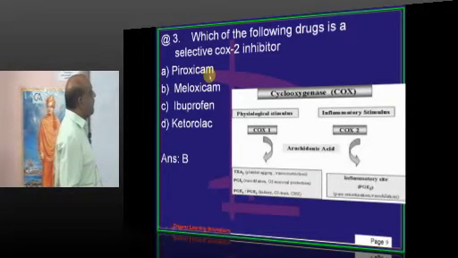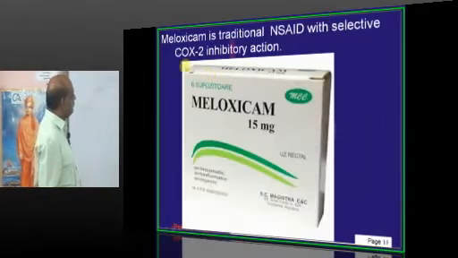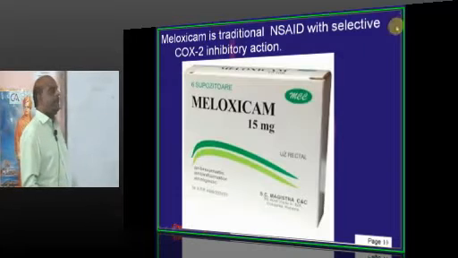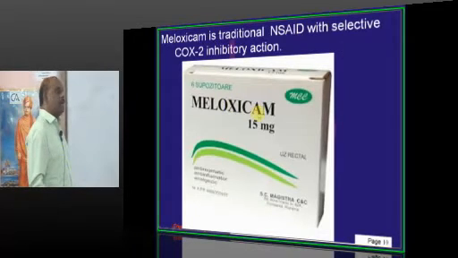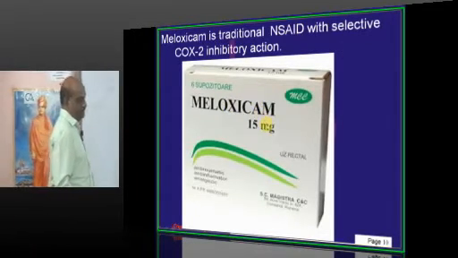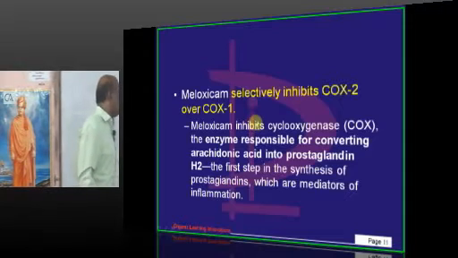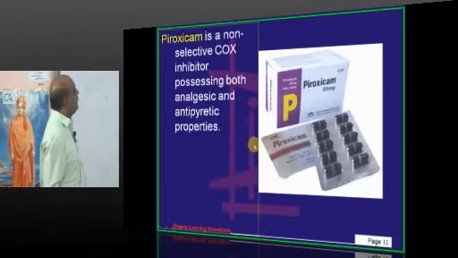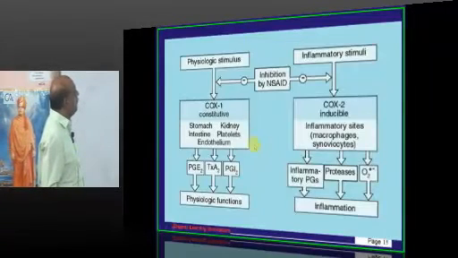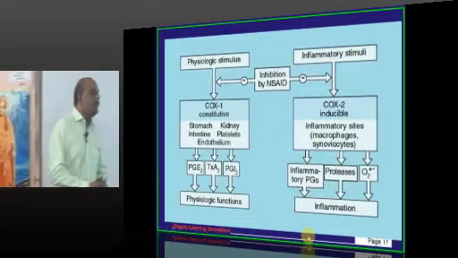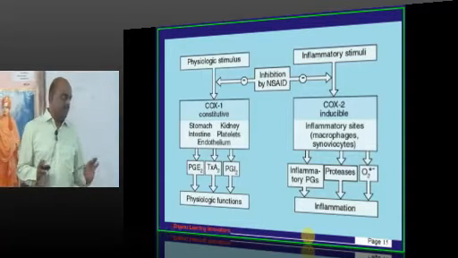Now doctor, meloxicam is the traditional NSAID which is called a selective COX-2 inhibitor basically. Now comes a very important question, doctor. What is the funda of COX-2 and COX-1? Let's be very sure.